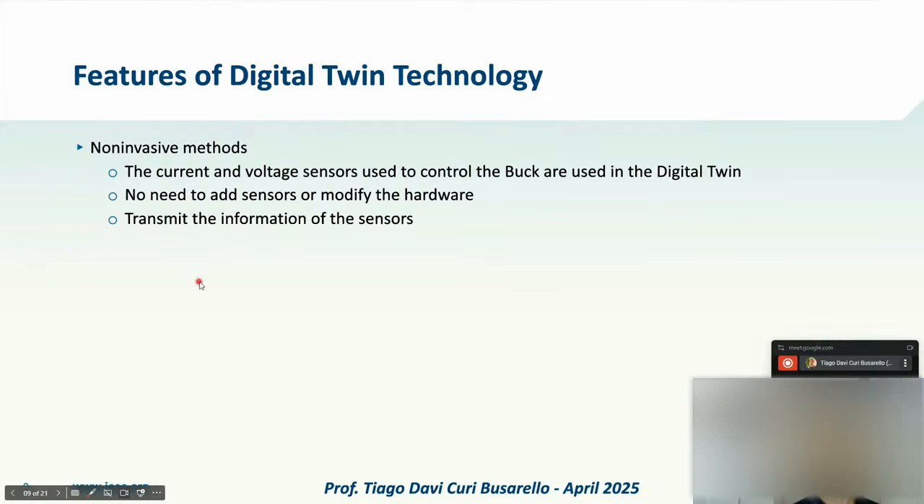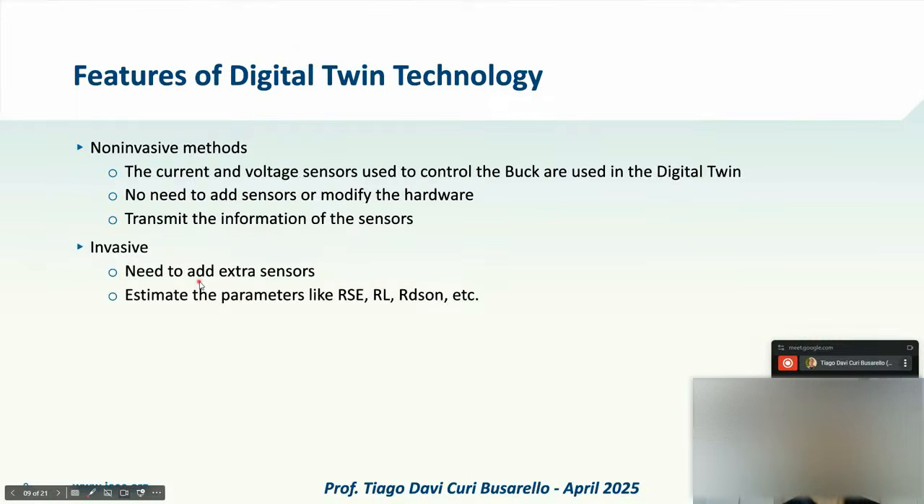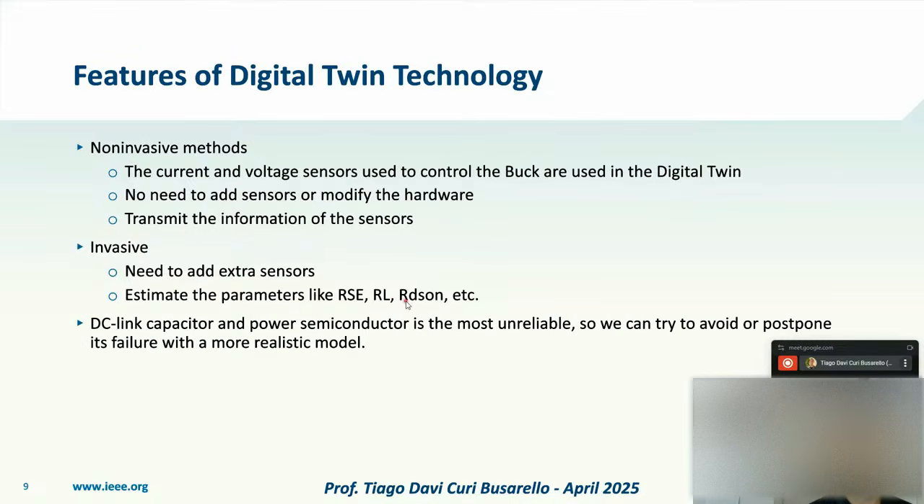But we also have invasive methods. In this case, you need to add extra sensors, but it is much better to estimate parameters like the series resistance of capacitors, series resistance of inductance, RDS on, and other parameters.